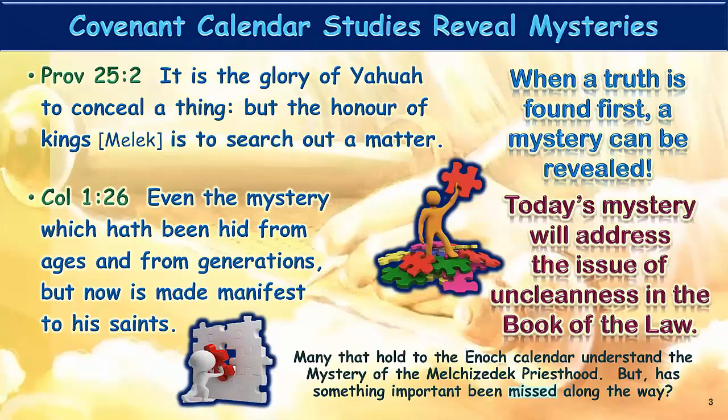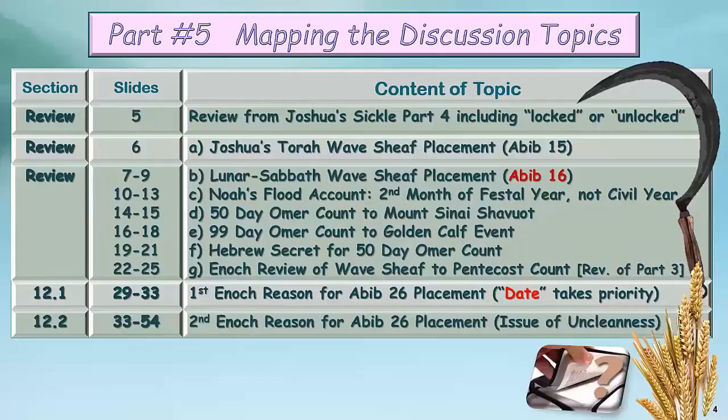Part number 5, this is mapping the discussion topics. And as I said, there's lots of review. The first 5 slides are going to be reviewing Joshua's Sickle Part 4, including the locked and or unlocked calendars. We're going to go over that. Slide 6, Joshua's Torah Wave Sheaf placement. And the next one, B, is going to be the Lunar Sabbath Wave Sheaf placement, which relates to Abib 16.